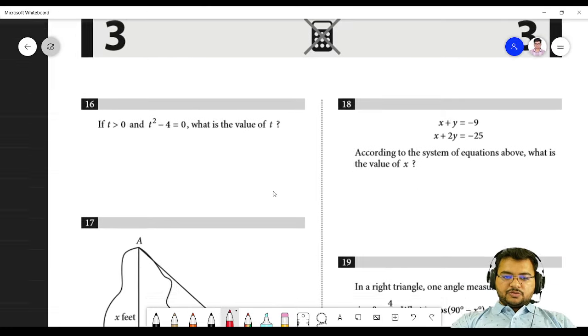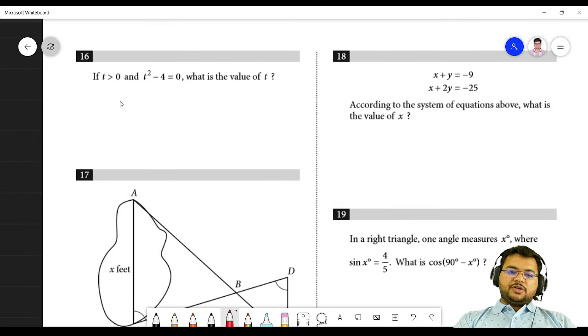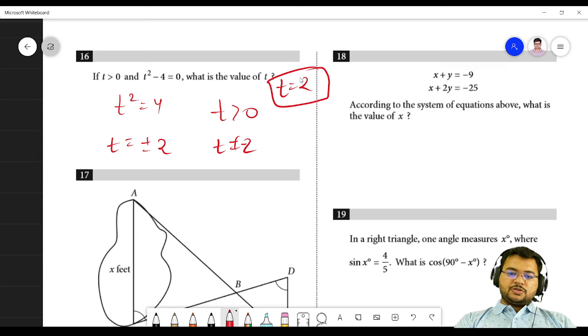Now we'll come to question 16. Okay, t is greater than 0, t square minus 4 equals 0. So t square will be equal to 4, t will be equal to plus or minus 2. Now as t is greater than 0, t cannot be equal to minus 2. So our final answer is t equals 2 for this question.